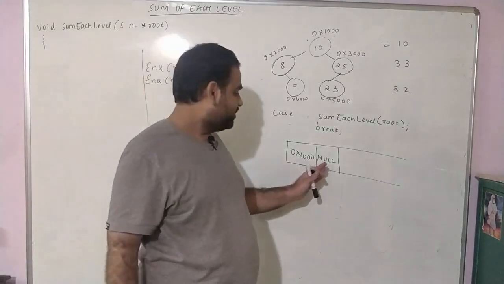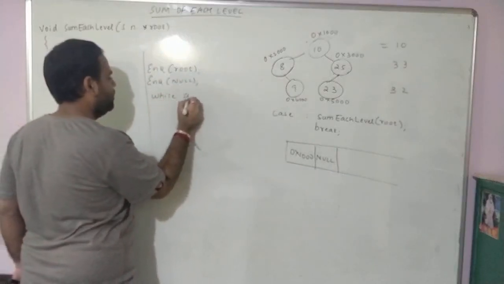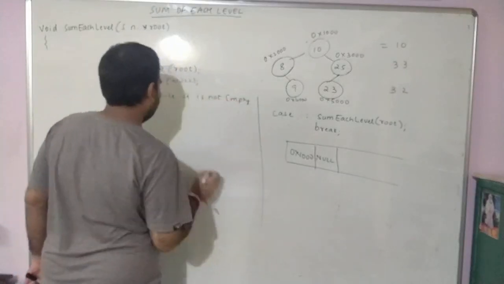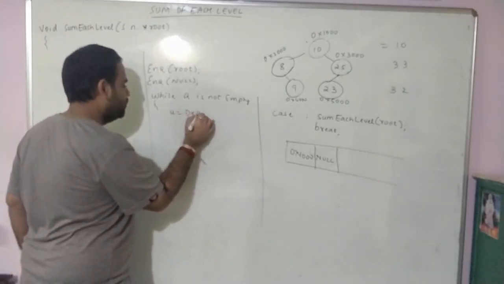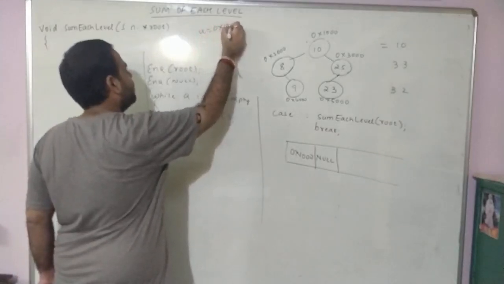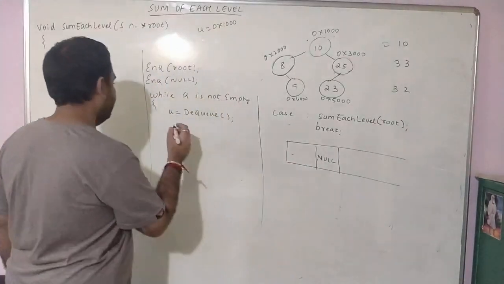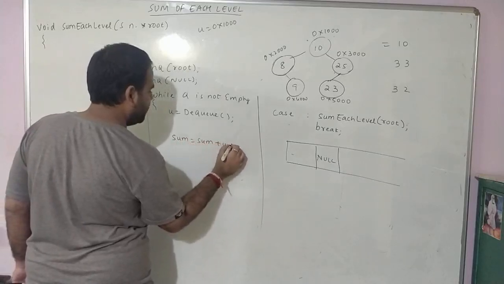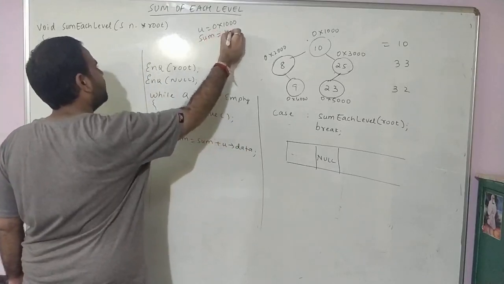Now, we have to process till the queue is not empty. Hence, I write while queue is not empty. Yes, the queue is not empty. Therefore, what do we need to do? We need to dequeue an item from the queue. You say u is equal to dequeue. Now, when you say u is equal to dequeue, the value of u will be 1000. Now, this 1000 is in some level. Therefore, you say sum is equal to sum plus u arrow data. Now, what is 1000 arrow data? 1000 arrow data is 10. Therefore, the value of sum will become 10.